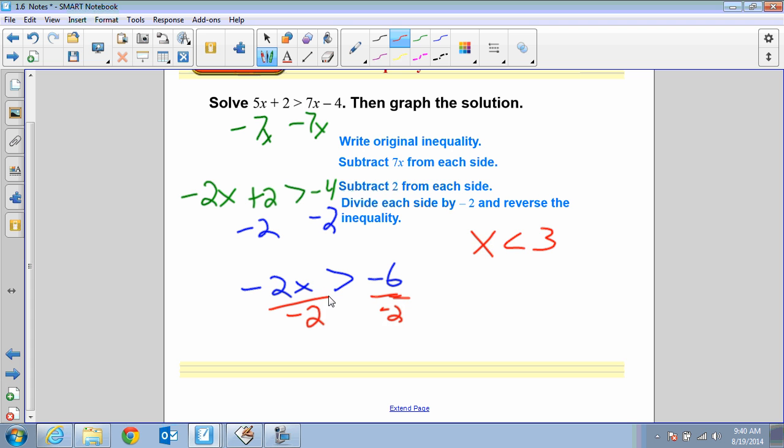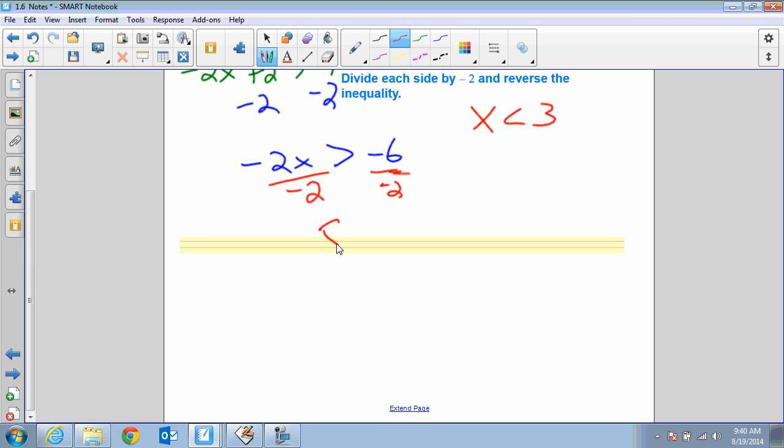Okay. Whenever you divide or multiply by a negative, you have to flip the inequality sign. So it becomes from greater than to less than. All right. And then you can plot that. Let's give ourselves some room. x is less than 3. So we have 0, 1, 2, 3. You have 3, and it'll be an open circle on 3 going to the left.